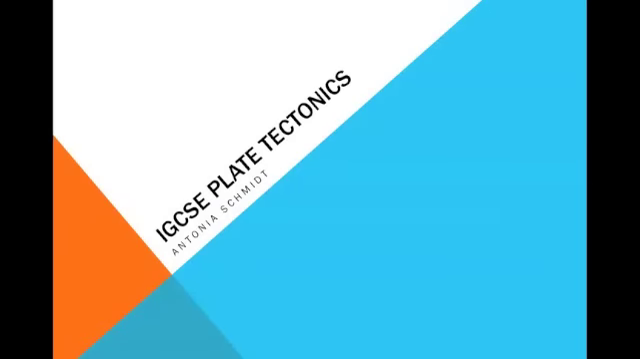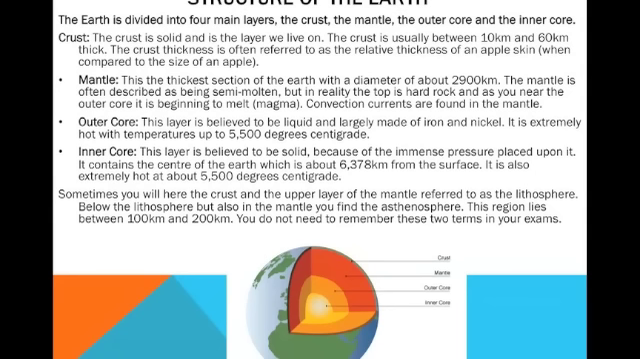IGCSE plate tectonics. So, the structure of the Earth. The Earth is divided into four main layers: the crust, the mantle, the outer core, and the inner core. So, the crust, as you can see on this diagram, the outer layer here, it's solid and it's the layer that we live on.